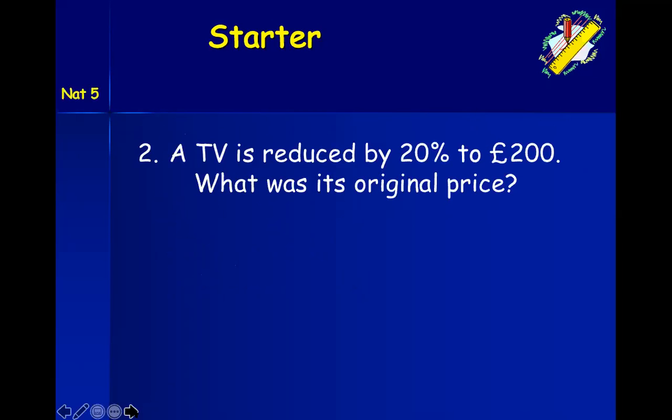Now, the second question I've got here is the TV is reduced by 20%. So because I like algebra so much, I'm looking for a value. The original price, I'm going to call it x. So I'm going to say original price is x. So that means if I had my original price and I reduced it, I take away 20% of it. My answer would be £200.